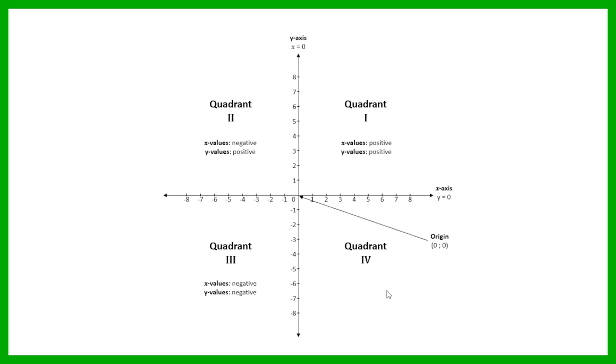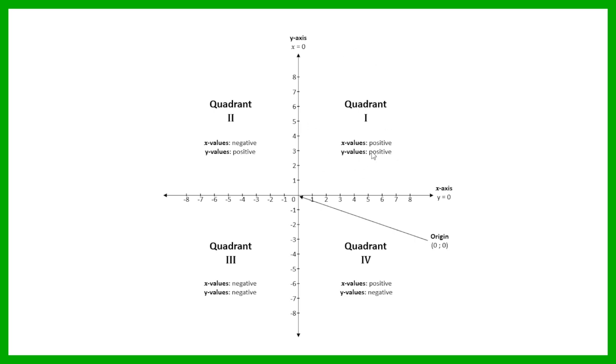And then in quadrant 4, we are back on the right-hand side of the y-axis, so that's on this side, it's on the right of the origin. That means that our x values are going to be positive, and our y values, we're below the x-axis still, just like we were over here, so our y values are going to be negative.